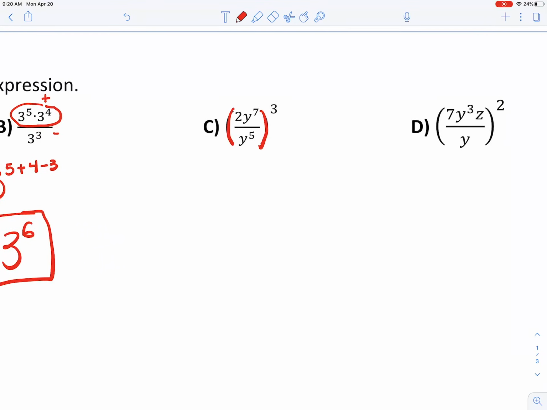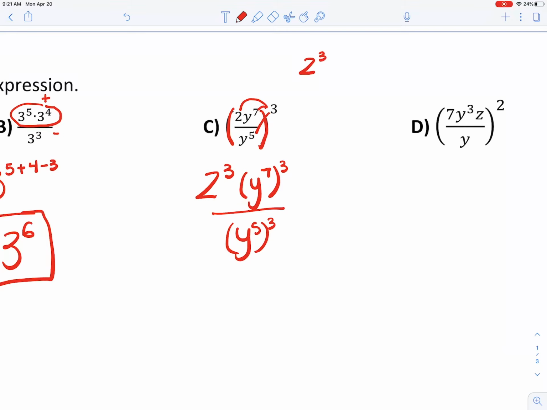Letter C. Okay, we've got parentheses here and then to a power. So this means we're going to take this 3 and we're going to take it to every single thing that is being multiplied in there. Every single thing. So we have 2 to the third times y to the 7 to the third power over y to the 5th to the third power.